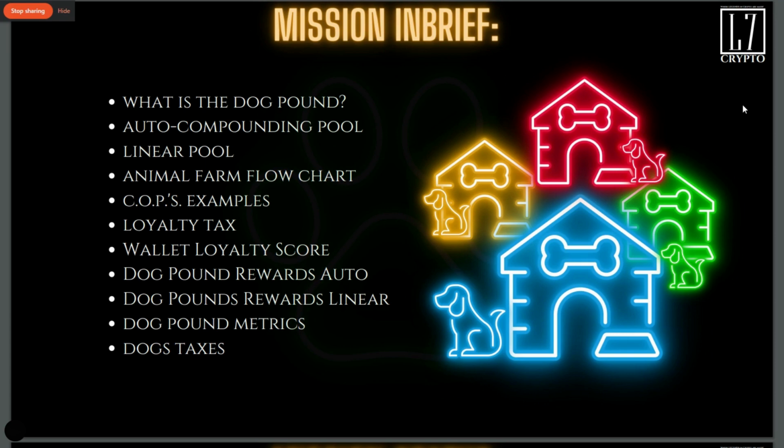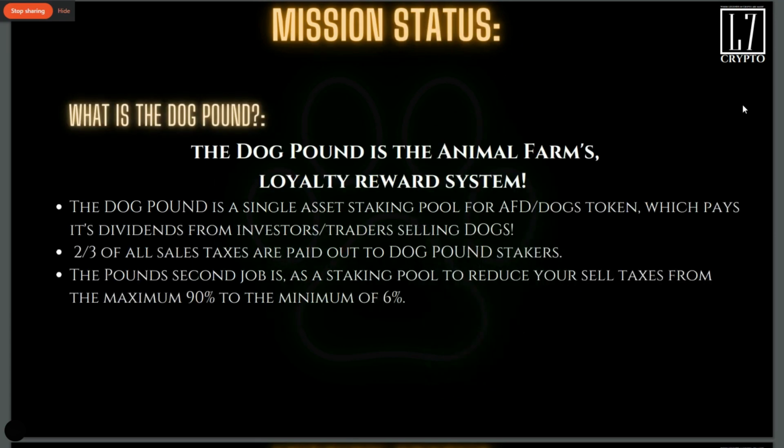Let's engage. What is the Dog Pound? The Dog Pound is the Animal Farm's loyalty reward system. The Dog Pound is a single asset staking pool for dog tokens, which pays its dividends from investors trading and selling dogs. Now, 2/3 of all the sales are paid out to the Dog Pound stakers.